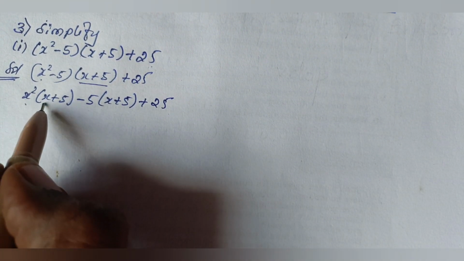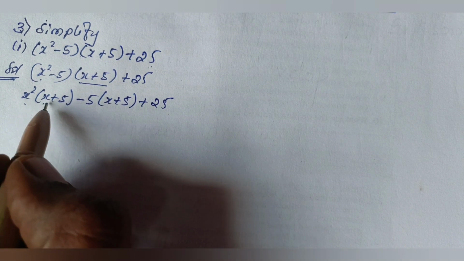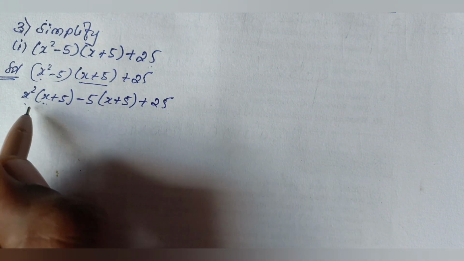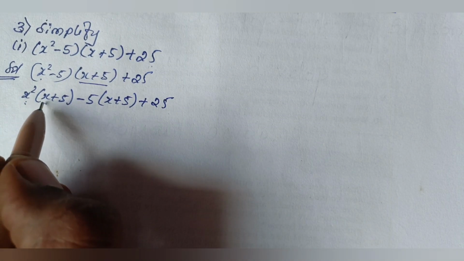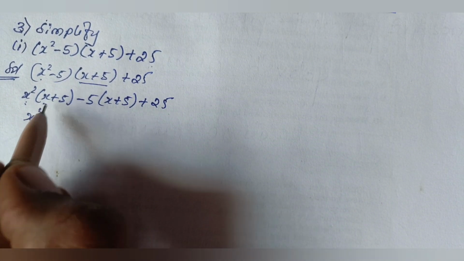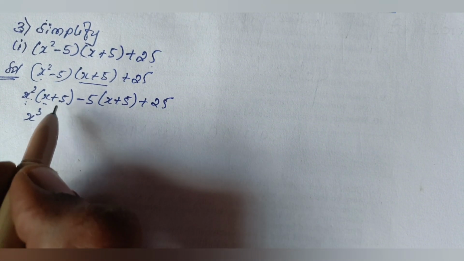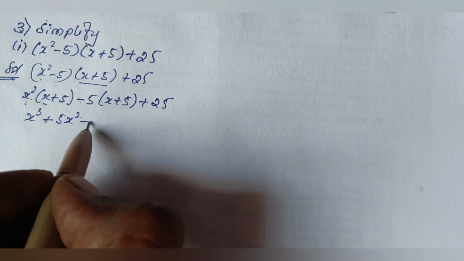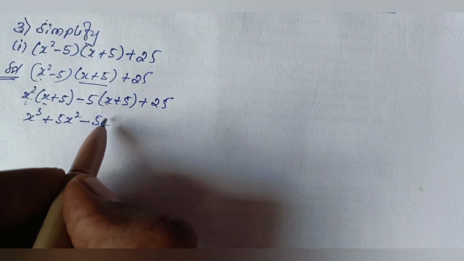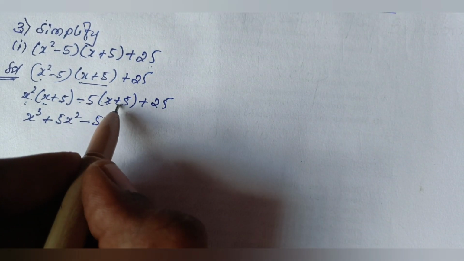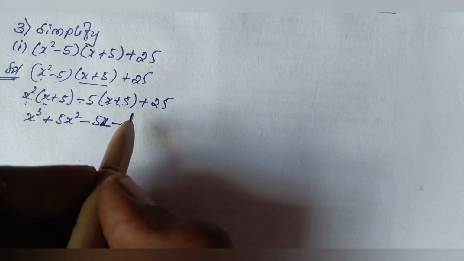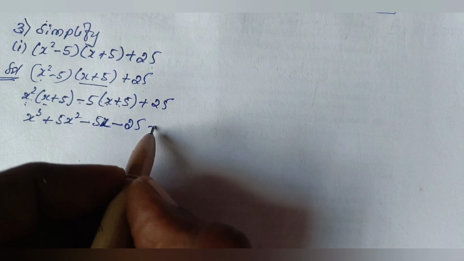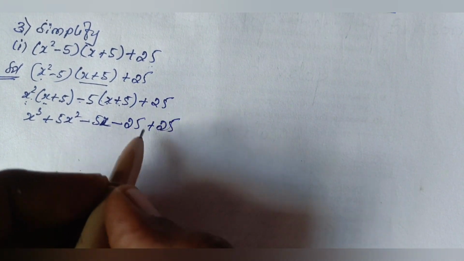Now x square into x is, so I am directly multiplying as we have done in previous examples. So here I am directly, x square into x is x cube, plus sign as it is, x square into 5 is 5 into x square. So minus into plus is minus, 5 into x is 5x, minus into plus is minus, 5 into 5 is 25, plus 25. This 25 we need to write.